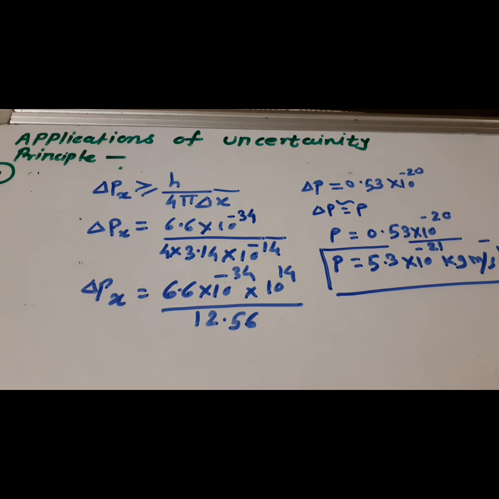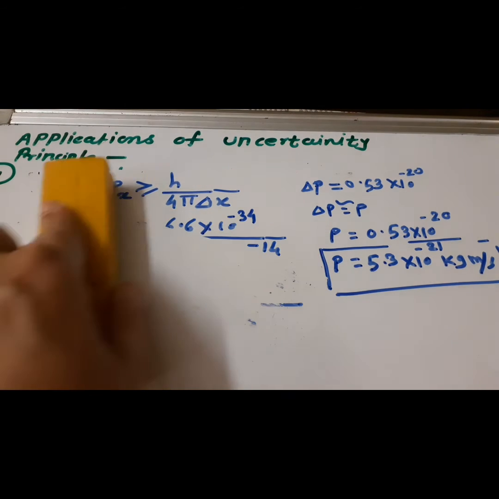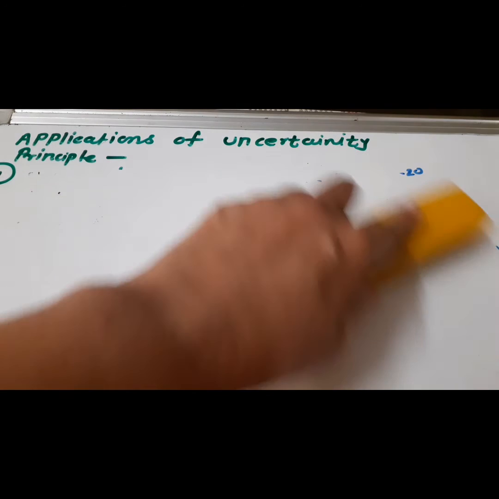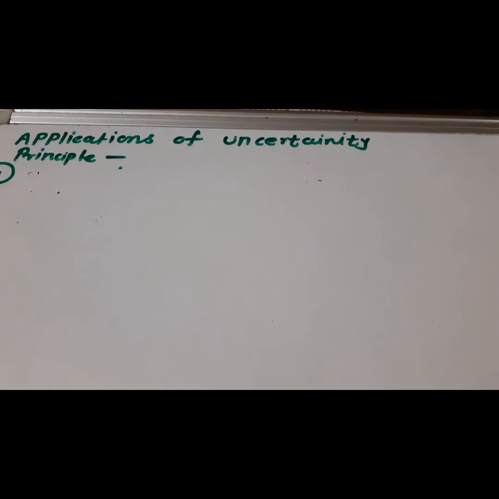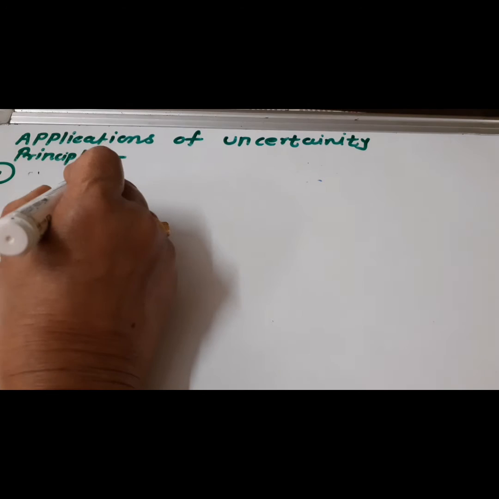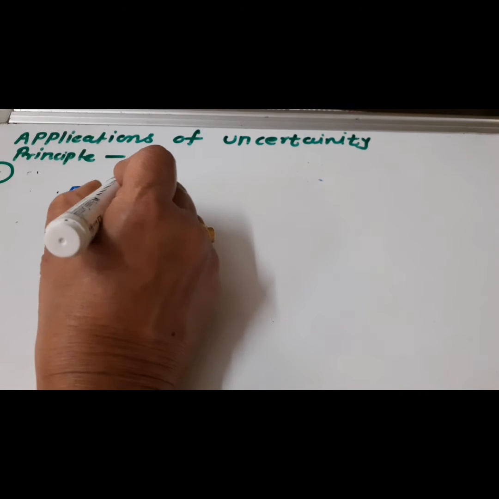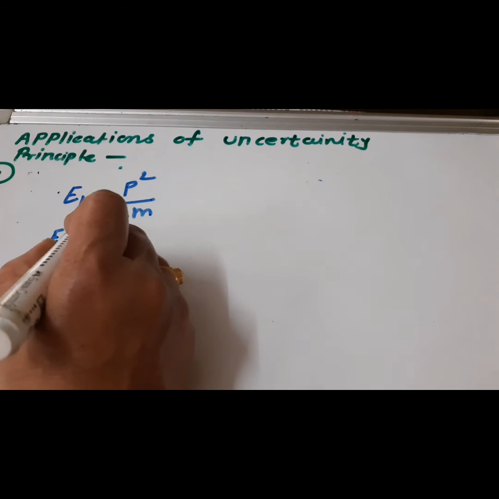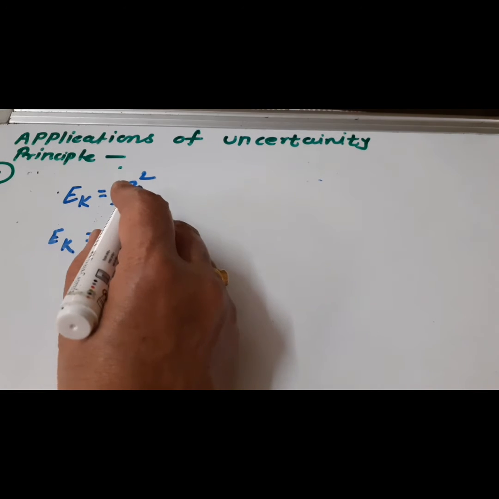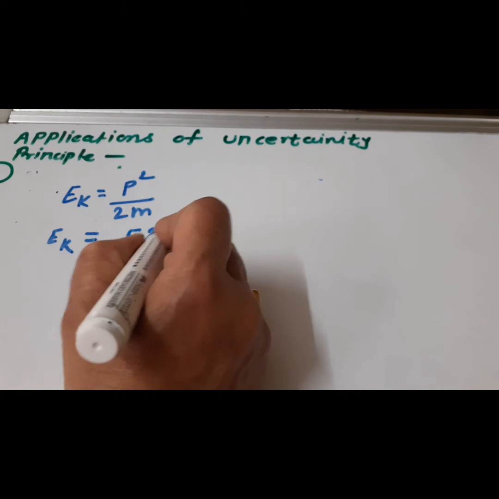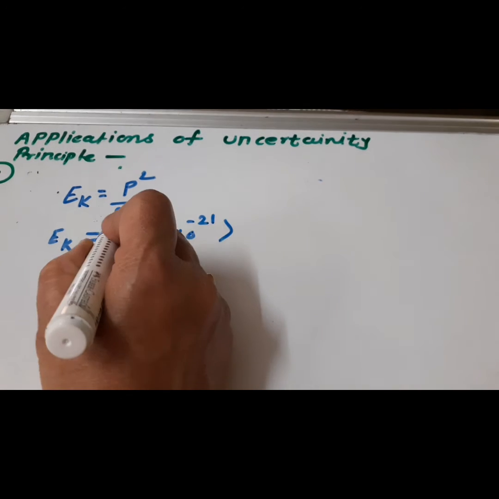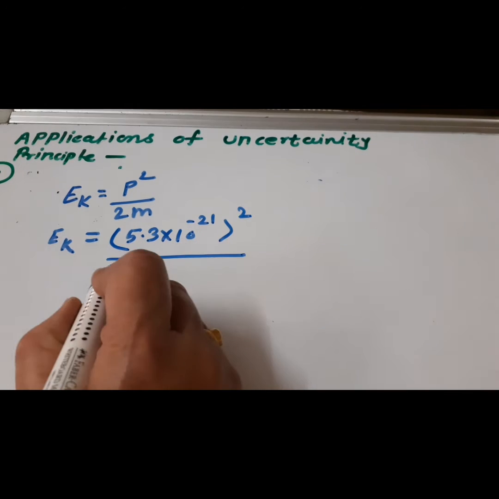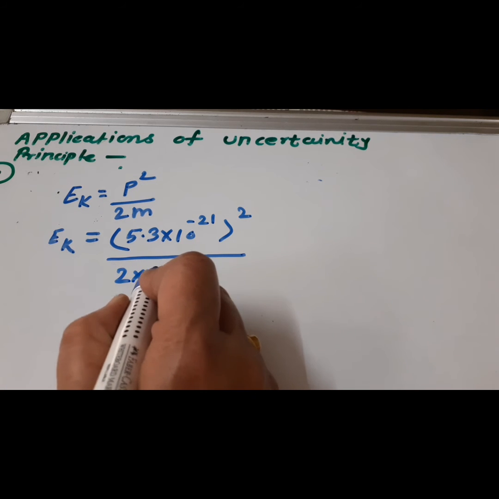Now we can calculate the kinetic energy of the electron. Then the kinetic energy can be calculated. Ek is equal to p square divided by 2m. Ek is known as kinetic energy. What is p? Earlier we calculated 5.3 into 10 to the power minus 21, bracket square, divided by 2 into the mass of the electron, 9.1 into 10 to the power minus 31.